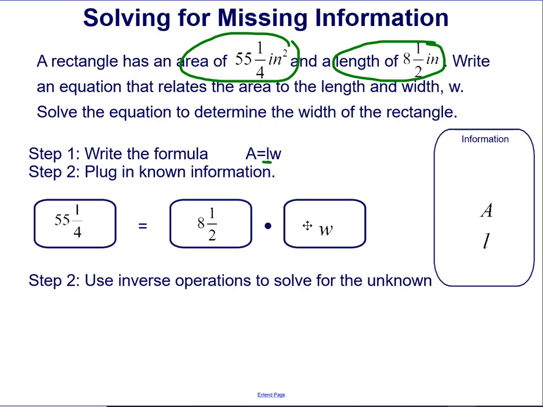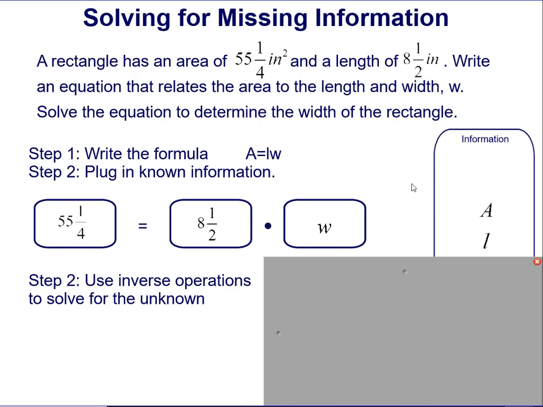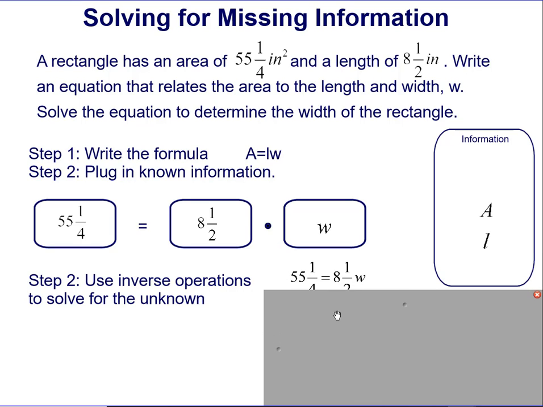It's the width, or the W, that we are solving for. I'm solving for the W, which is my unknown. So in step 2, I use inverse operations to solve for the unknown. So I end up with 55 1/4 equals 8 1/2 W. 8 1/2 W means 8 1/2 times W.